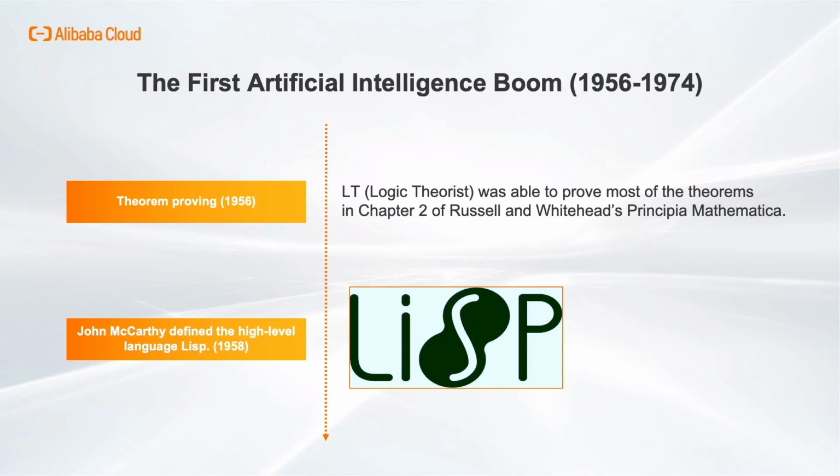In 1958, McCarthy defined the high-level language Lisp, which was to become the dominant AI programming language for the next 30 years.